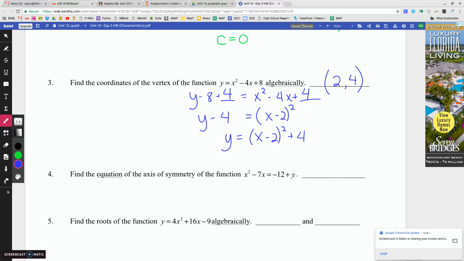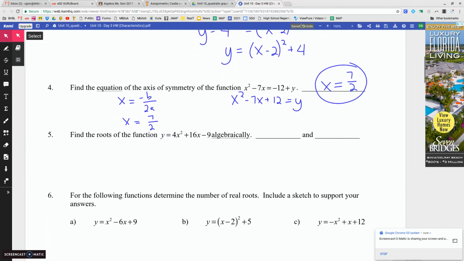Giving me the coordinates of my vertex are (2, 4). All right, if I want to know the equation of the axis of symmetry, there are a couple of ways that I could do this, and one easy way would be to get my y value isolated first. So I now have x squared minus 7x plus 12 equals y. The equation for the axis of symmetry is x equals -b over 2a. Plugging those numbers in, I get 7 over 2 times 1. So my equation for the axis of symmetry is x equals 7/2.